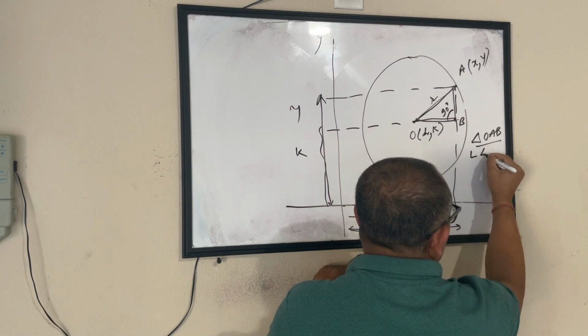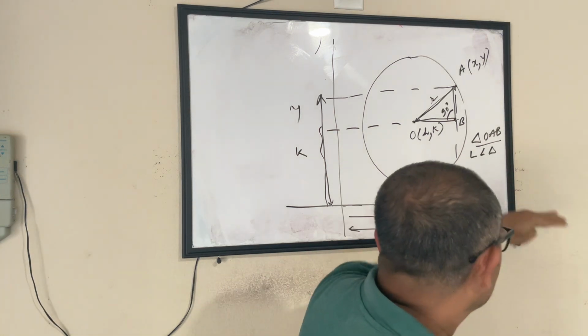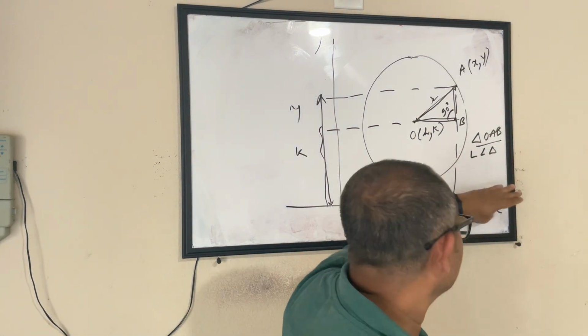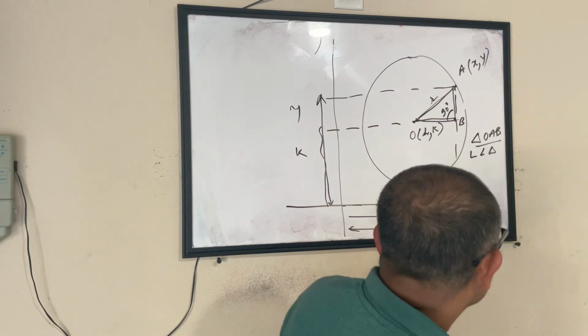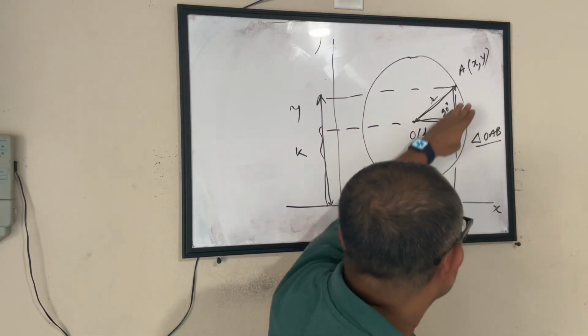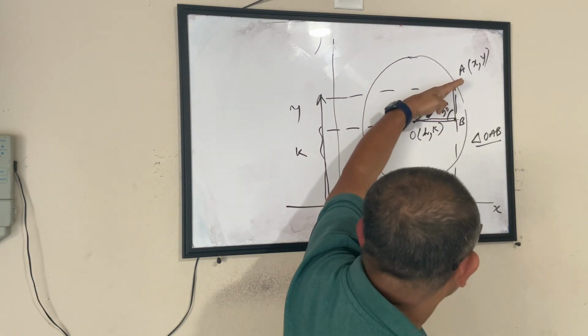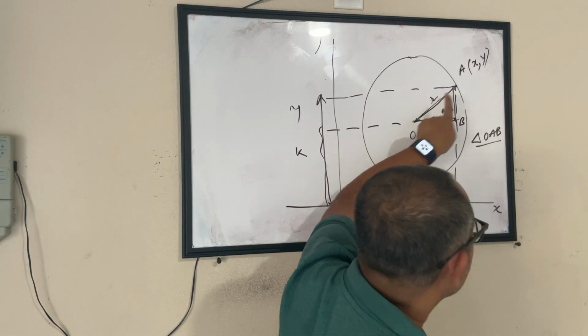Right angle triangle. I'm just using some junk way to represent this, okay? Right angle triangle, that's what I'm calling it. Even if you don't call it, that's fine. Let's not get confused. This triangle OAB is a right angle triangle. So if I have to find out this radius, which is nothing but the hypotenuse of this right angle triangle.